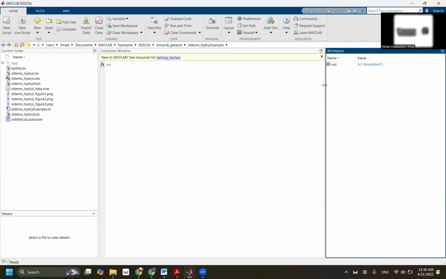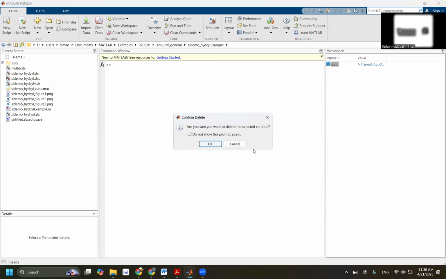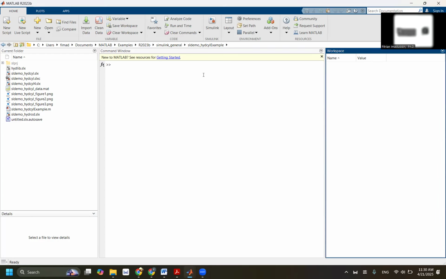I think it should be there. It's in the main page of the Matlab, not in the Simulink window. Not in the Simulink window, in the main Matlab window. So now you can see that all the variables in the workspace are still empty except for the out. So I want to remove this.